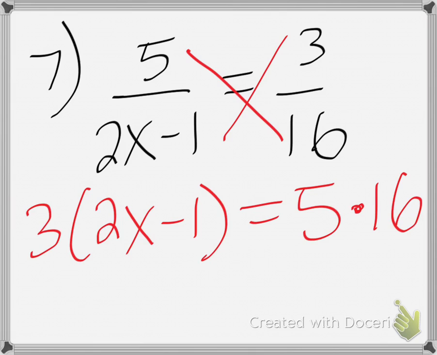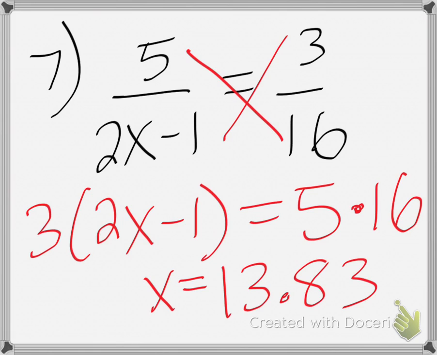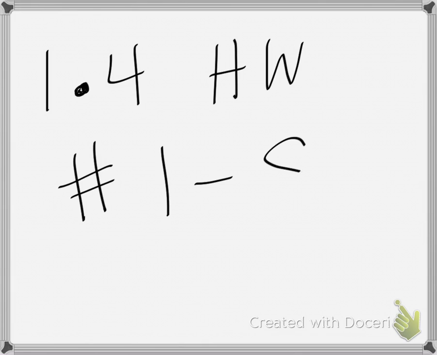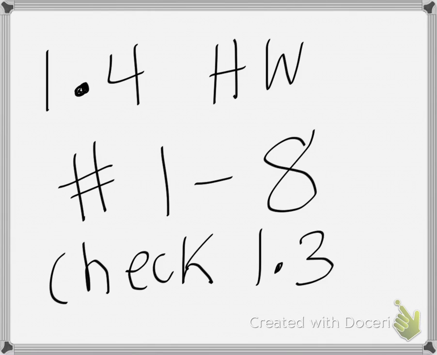Ready, set, go. That's it for today. Now we can work on our homework. You should be able to get that done. Your homework is numbers 1 through 8 today. So you're in 1.4. The homework, number 1 through 8. I'm going to come around and check your work completion for 1.3 while you're working. I'm going to come check 1.3 homework.